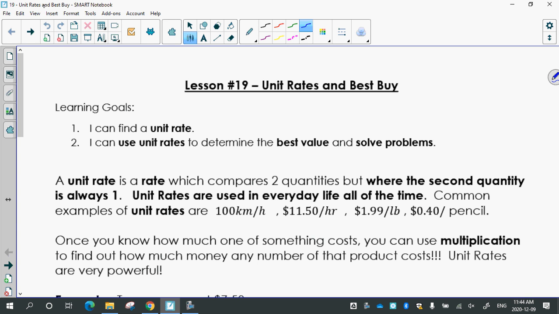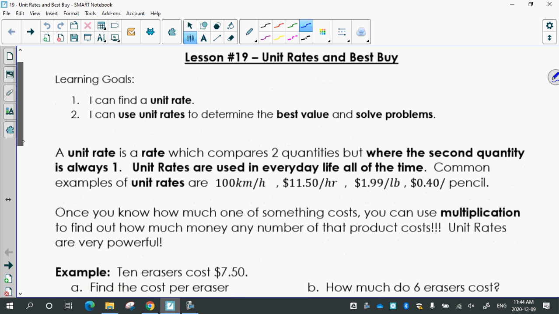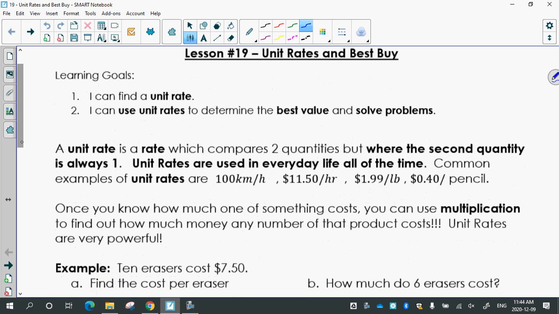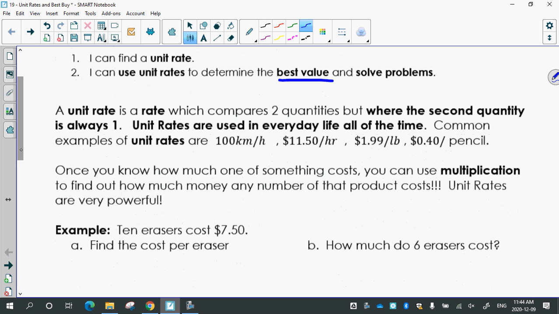Common questions that you'll see in this unit for sure. So we're going to look at finding a unit rate and using unit rates to figure out best value or best buy and then solve problems. A unit rate, we kind of already saw one in our earlier rate, is a rate which compares two quantities, but the second one's always one.